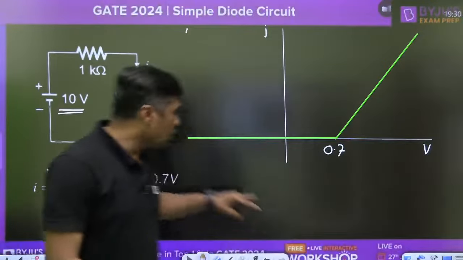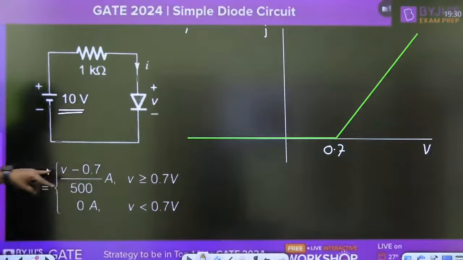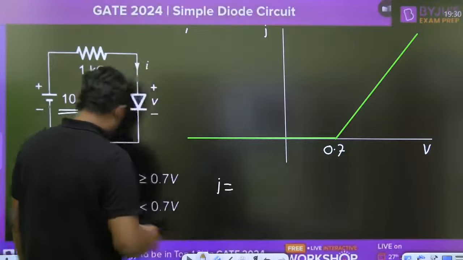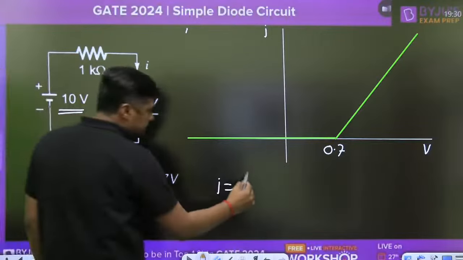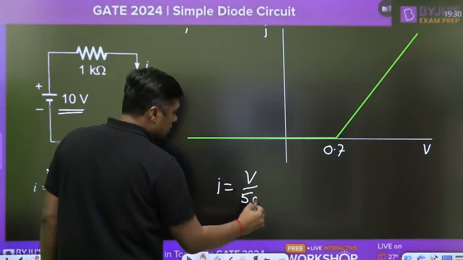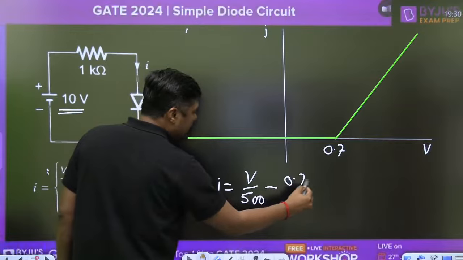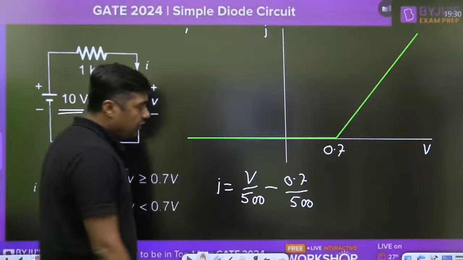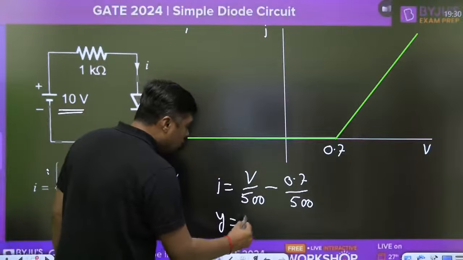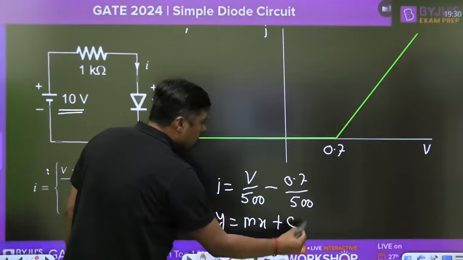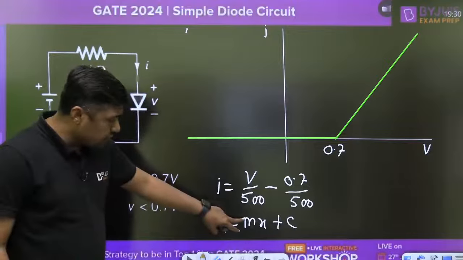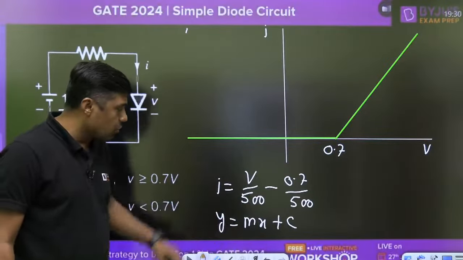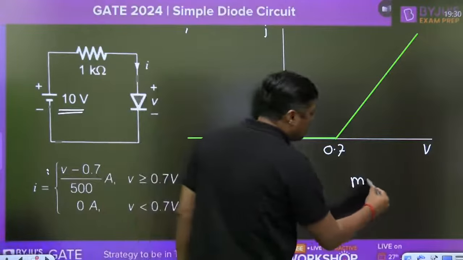This is the equation of a line, guys. So what is the equation of the line? I is equal to V by 500 minus 0.7 divided by 500. Compare with y is equal to mx plus c. Here x is V and y is I. So what is the slope of the line? You can say the slope is 1 by 500.